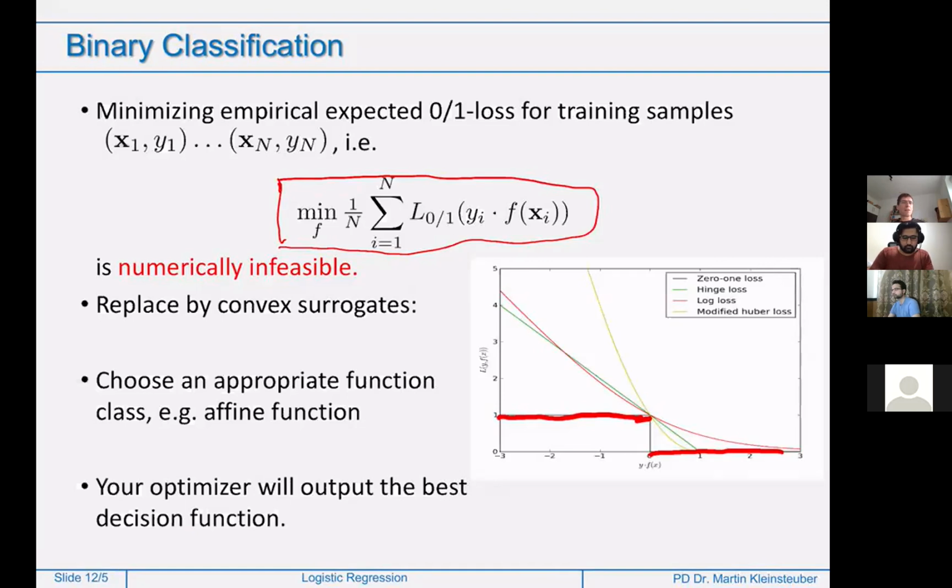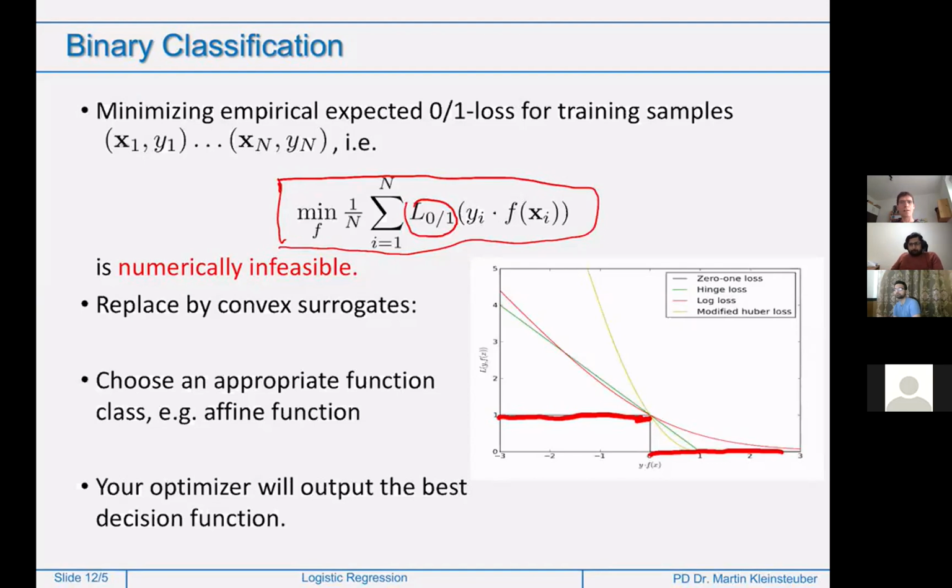There are many of these, called convex surrogates or convex replacements of the 0,1 loss. There is, for example, the hinge loss, log loss, or modified Huber loss. I don't want to get into the detail of how the formulas look, but just want to give you the idea that replacing the 0,1 loss with convex functions that imitate what the 0,1 loss is doing will give you very good and also very feasible classification methods, right?